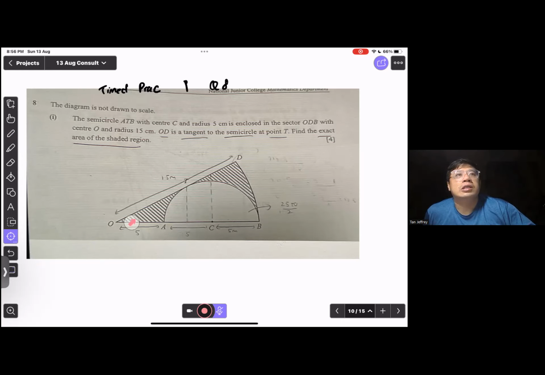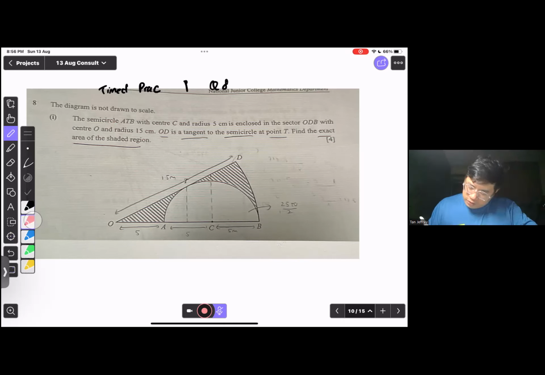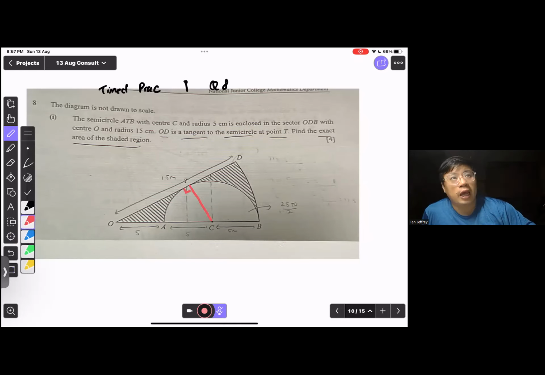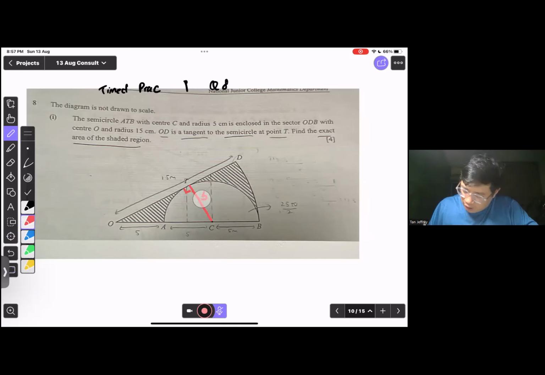I don't know how to find the area of ODB. ODB, right? Because you need this angle, right? Oh, I know already. Wait, I don't know. Sorry. It's enclosed in the sector ODB with center O radius. OD is a tangent to the semicircle at point D. Actually, very fun, this question. Okay, so you draw the line from here to here, right? This one is 90 degrees. Radius perpendicular to tangent. Then this one is also 5. Then this one is 10.